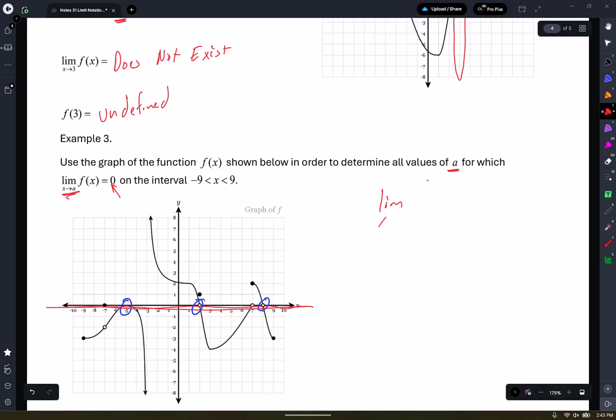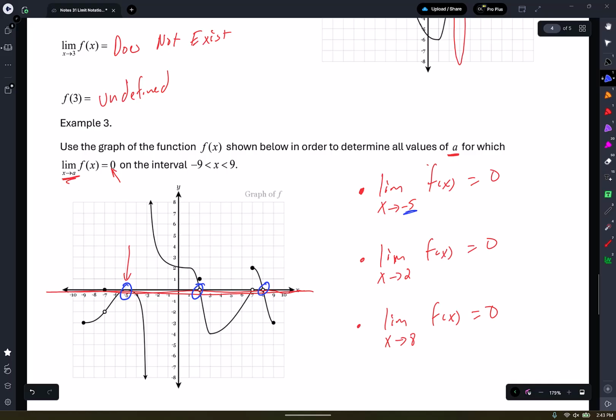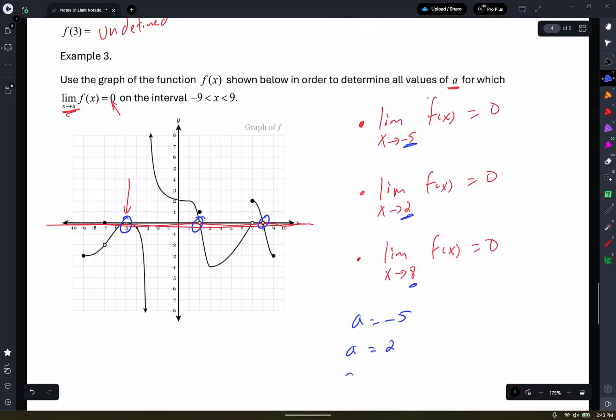Limit as x approaches -5 of this function is 0. If I approach -5 from the left and the right, the y value is 0. Limit as x approaches 2 of this function is also 0. If I approach from the left, it's 0. If I approach from the right, it's 0. And limit as x approaches 8 of this function is 0. They wanted the a values. So you're going to say a equals -5, a equals 2, a equals 8.